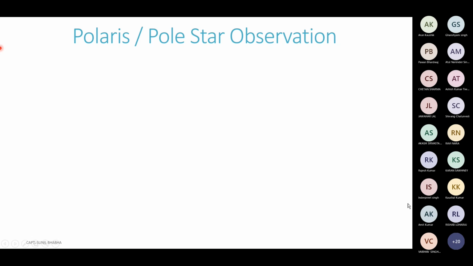Okay. Now, having understood the table, we are familiar with the values of the table now. We can go into the step-by-step method of how we obtain a Polaris or pole star based position line.